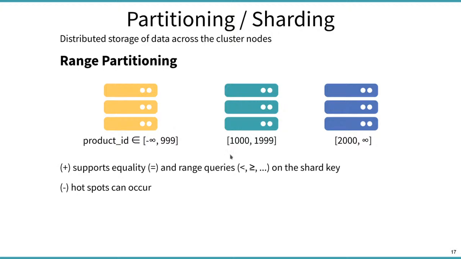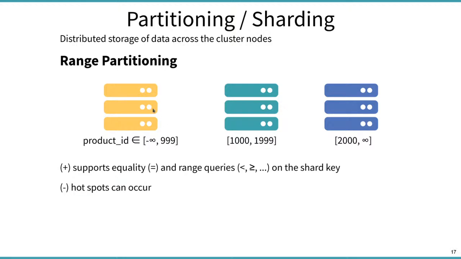And when you then say, give me the price of the product 450, then your query is sent to this machine. Give me the price of the product 3000, then you ask that machine. And it does not only support equality checks, but also smaller, smaller equal, greater equal, and so on.